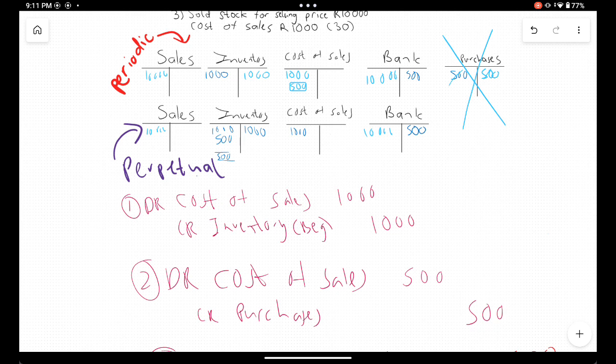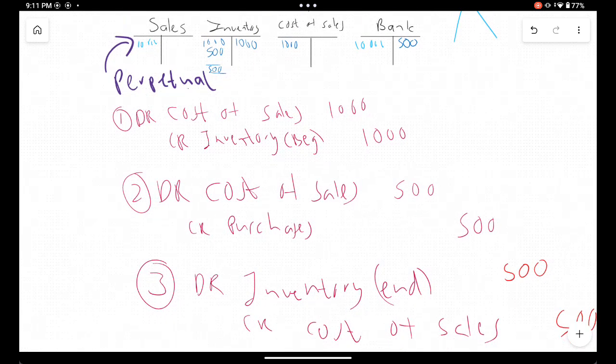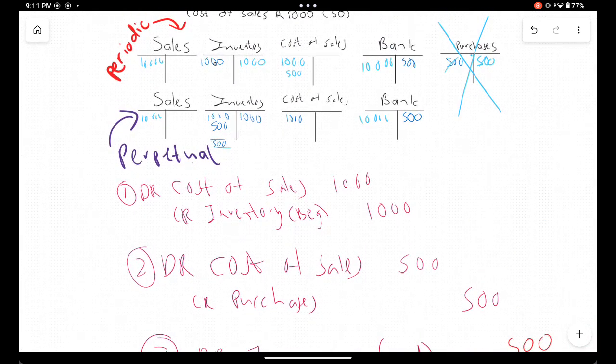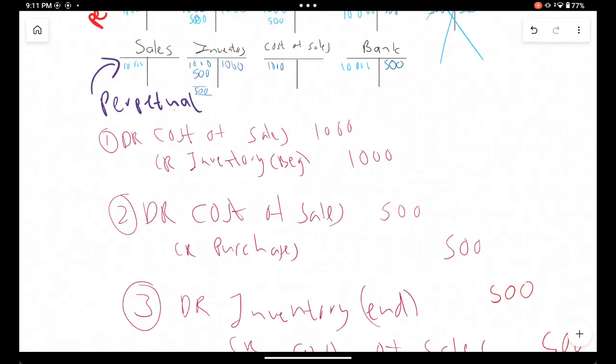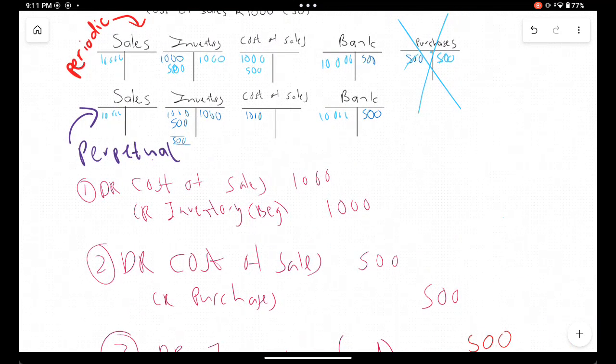Because everything that's happening in purchases is secretly going to the inventory and cost of sales via these three transactions only. See what's happening? And then the last one: debit inventory 500, credit cost of sales 500.